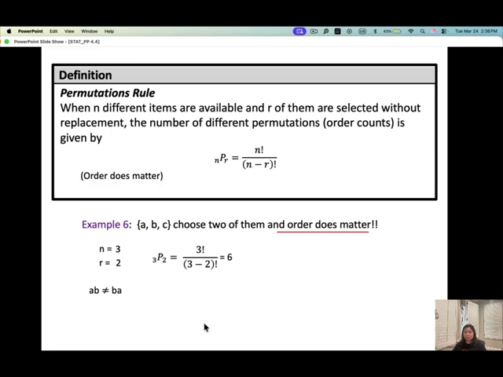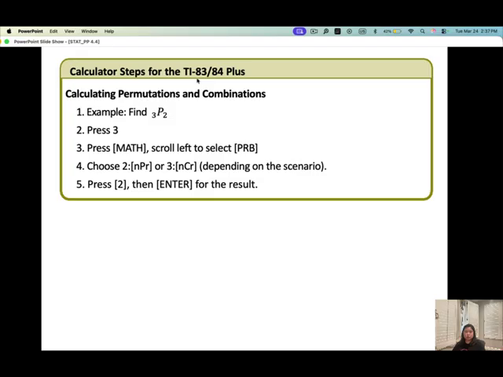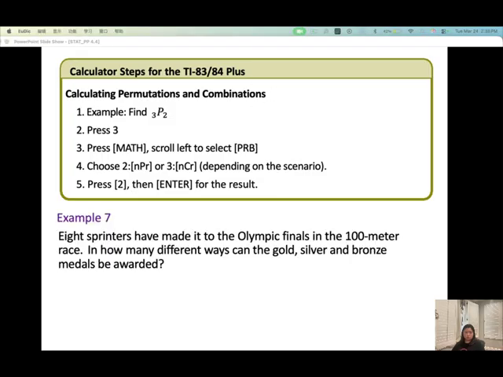So if I have 3 letters A, B, and C, and I try to pick 2 of them and rearrange them, and order matters, I have 6 different ways. If I try to write it out, that would be like this: AB, AC, BC, BA, CA, CB. So this is how you guys use your TI-84 calculator to find the permutation, and it also applies for the combination. We're going to talk about the combination on the next slide.